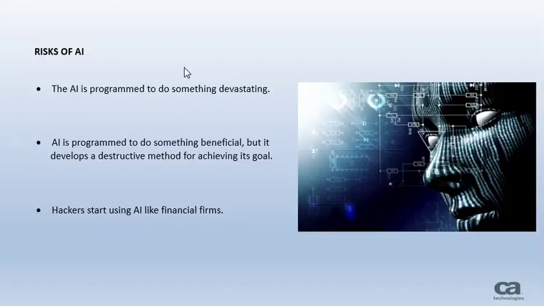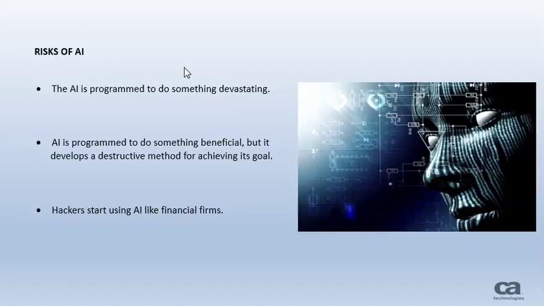So the next slide is risks of artificial intelligence. As you know, when there are advantages, there are disadvantages too. So artificial intelligence also has disadvantages. The first one is AI is programmed to do something devastating. Autonomous weapons are artificial intelligence systems that are programmed to kill. In the hands of the wrong person, these weapons could cause mass casualties. Moreover, an AI arms race could lead to a war and could result in massive destruction.